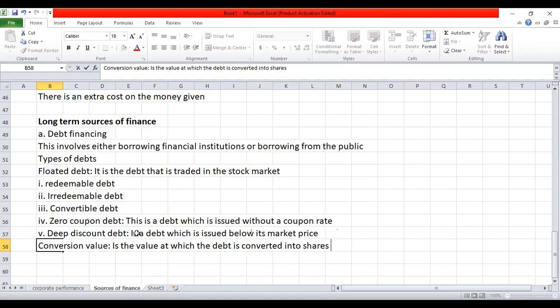That's what we refer to as the conversion value. And to get the conversion value, it will be equal to the conversion price, or what we call the exercise price, times the conversion ratio.